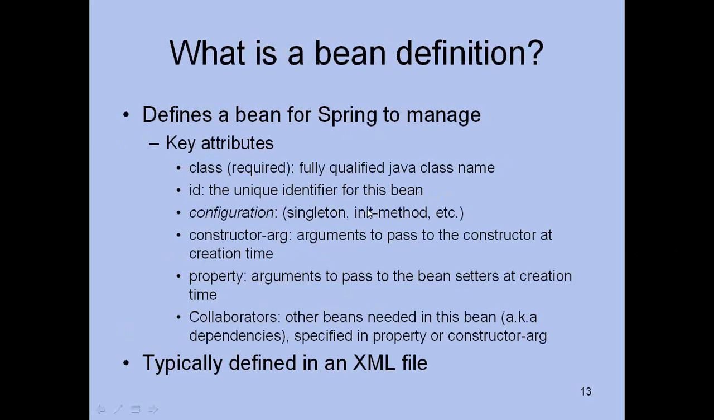The key attributes of the bean are ID, class, and if you want to inject any values, if you want to do the dependency injection, you can use either constructor arg values for constructor injection, arguments to pass to the constructor at creation time.